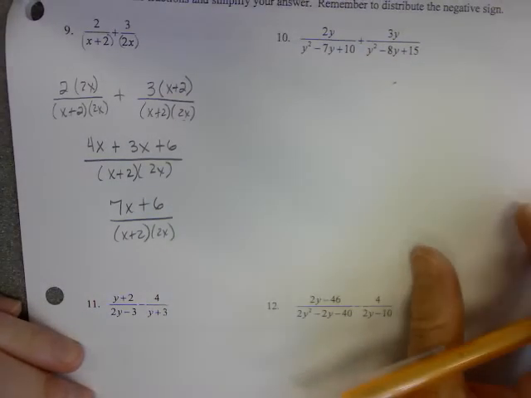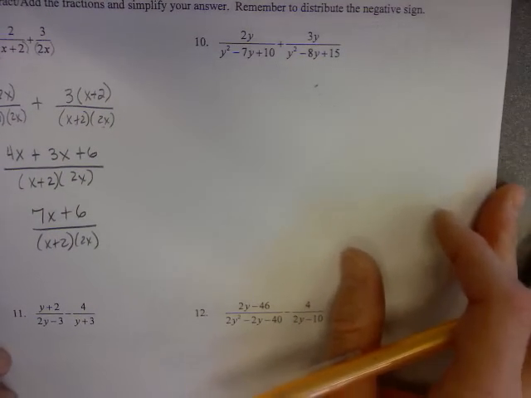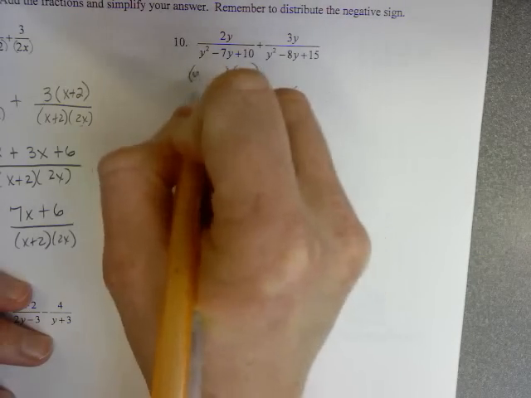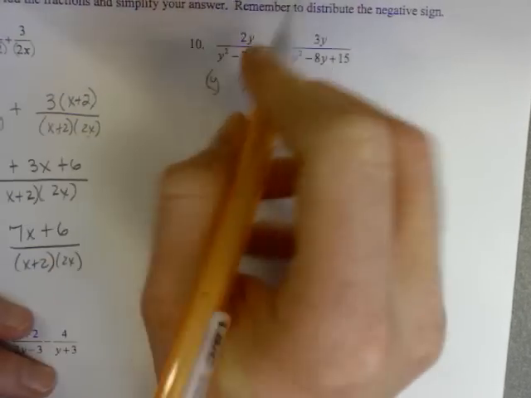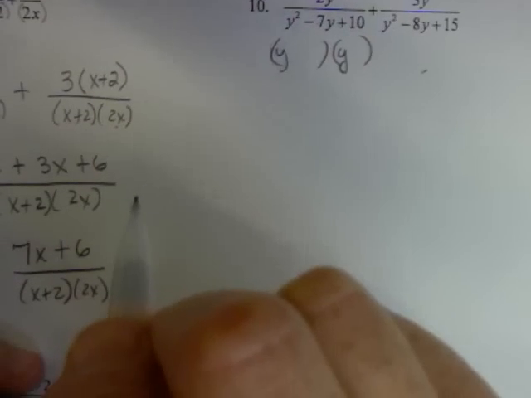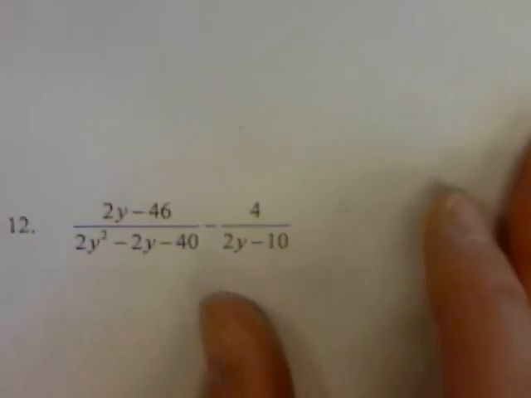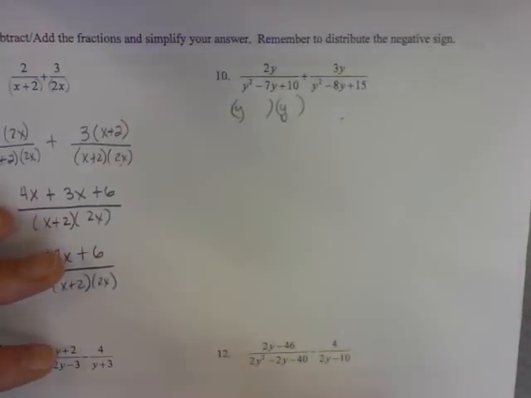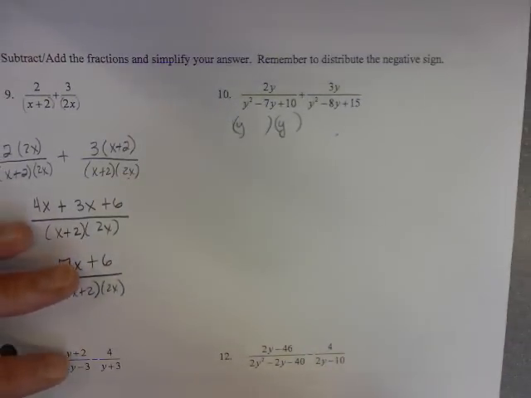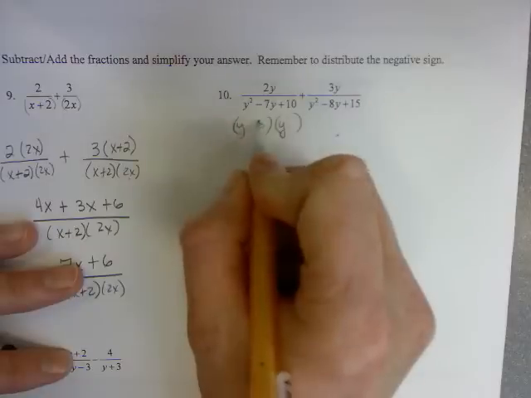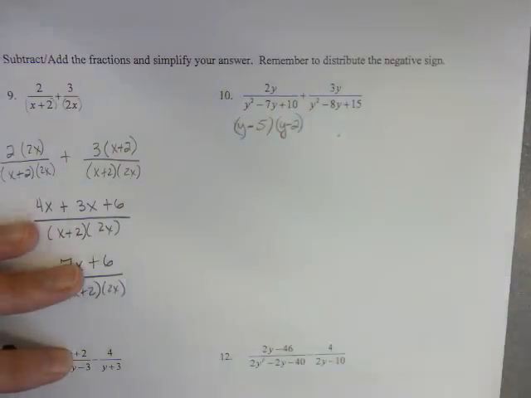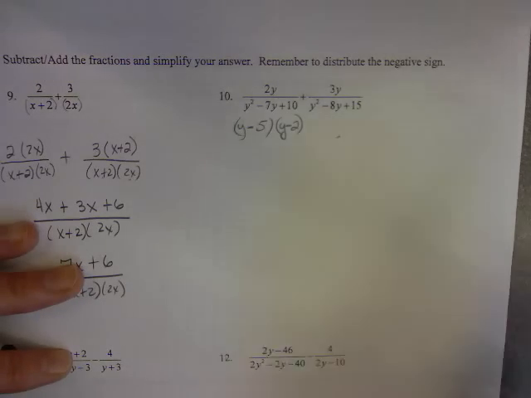In number 10, to get the common denominator, we're going to have to factor first. So we can factor the denominator here. We need two factors of 10 that add to negative 7. The two factors of 10 that add to negative 7 are 5 and 2. Now they both have to be negative because they multiply to a positive but add to a negative 7.